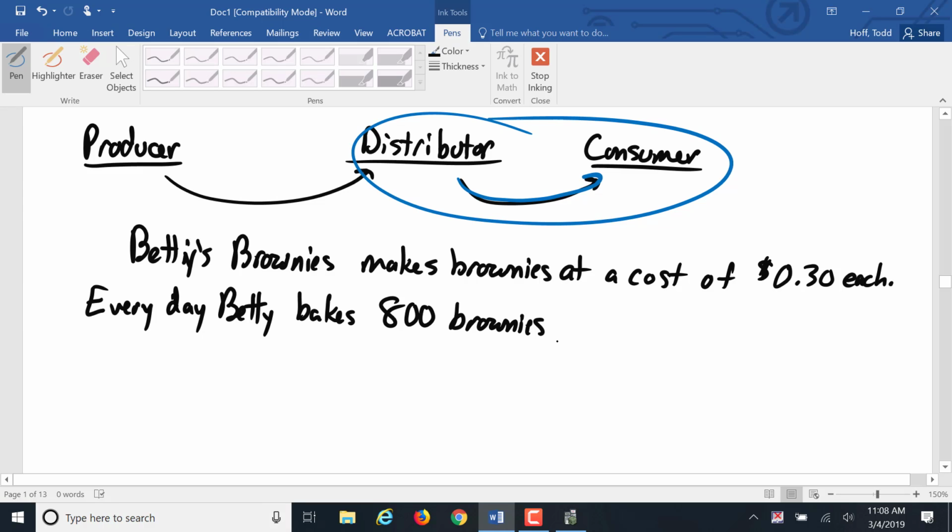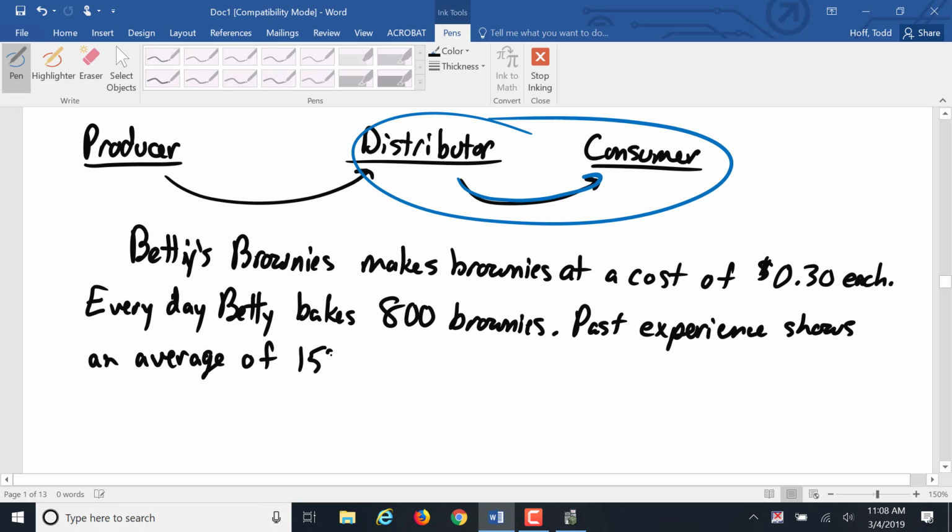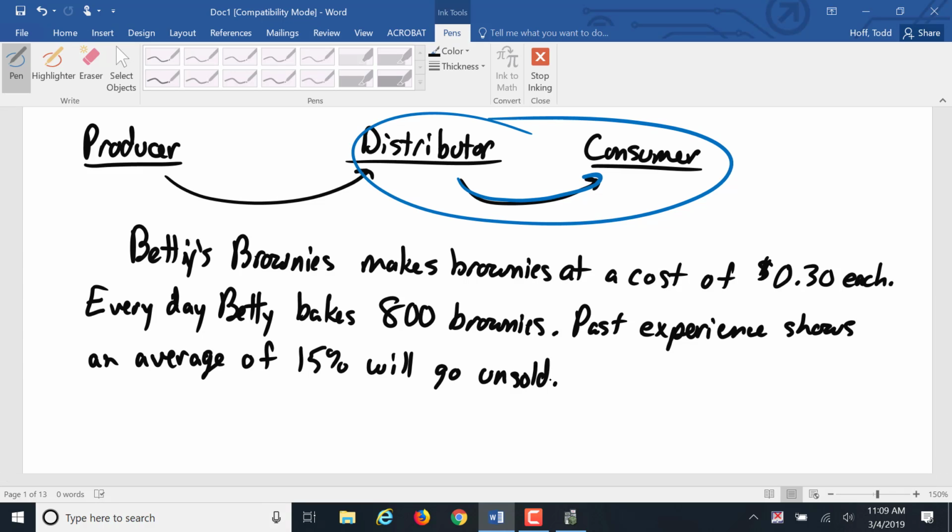Past experience shows an average of 15% will go unsold. Now again, we said even though we believe that we're not going to sell all 800, we produce them just in case we have a day where we do. Those good days where we sell more than we expect make up for the ones where we sell less. And we account for that loss in our pricing anyway.